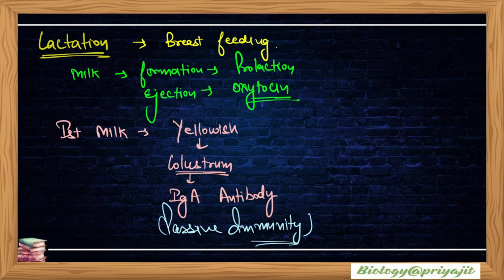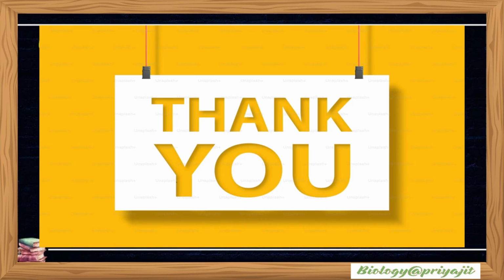Lactation is nothing but breastfeeding. The milk is formed by the hormone prolactin, and the milk is ejected with the help of the hormone oxytocin. The first milk released after baby birth during lactation is yellowish and is named colostrum. It is IgA antibody rich, which gives passive immunity.